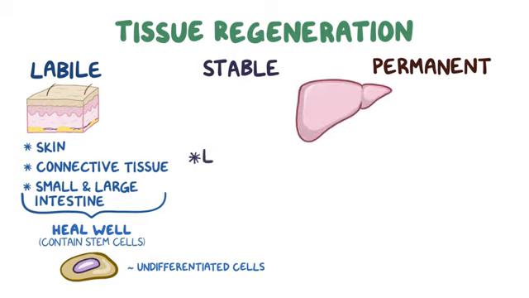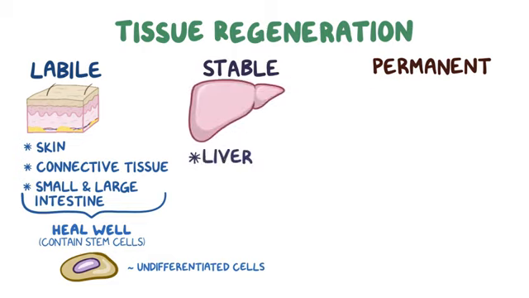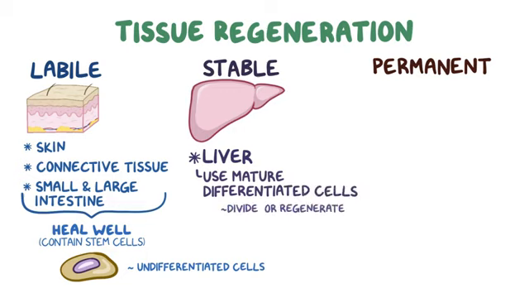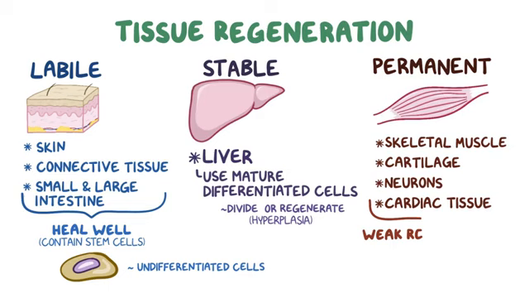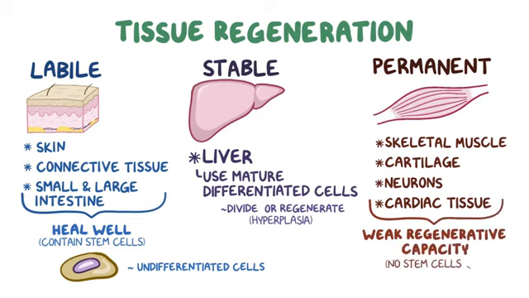Stable tissue, like the liver, recovers from injury by having mature, differentiated cells divide or regenerate via hyperplasia. Permanent tissues, like skeletal muscle, cartilage, neurons, and cardiac tissue, have a weak regenerative capacity because they lack these stem cells and cannot replicate via hyperplasia. Typically, injured permanent tissues are replaced by scar tissue or fibrosis, ultimately resulting in loss of function of the tissue.